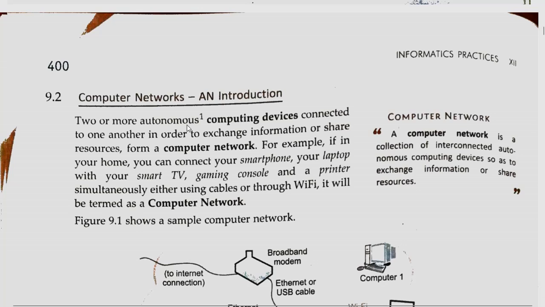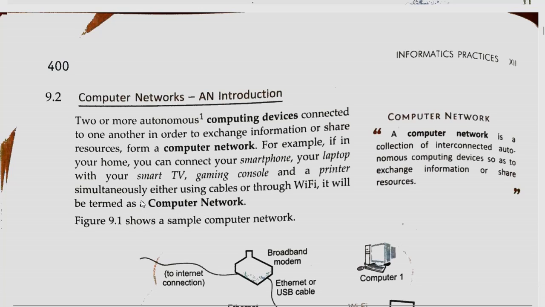Okay, that is also mentioned here. Two or more autonomous computing devices connected to one another in order to exchange information or share resources forms a computer network. Now here also there is an example. For example, if in your home you can connect your smartphone, your laptop with your smart TV, gaming console, and a printer simultaneously, either using cables or through Wi-Fi, it will be termed as a computer network.